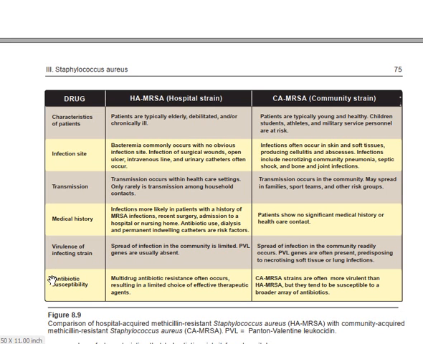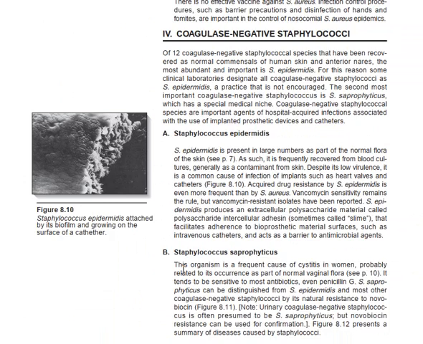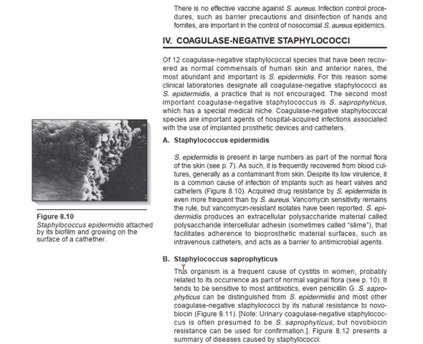Now, the antibiotic susceptibility. Here you have multi-drug antibiotic resistance often occurring, resulting in a limited choice of effective therapeutic agents. In community-acquired MRSA, the strains are often more virulent than hospital-acquired MRSA, but they are susceptible to a broader antibiotic array than hospital-acquired MRSA, basically. Now the next chapter that I'm going to visualize is the coagulase-negative Staphylococci.